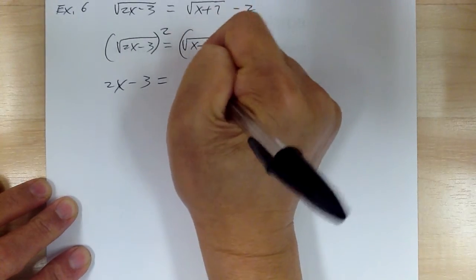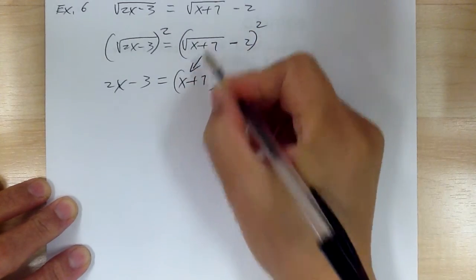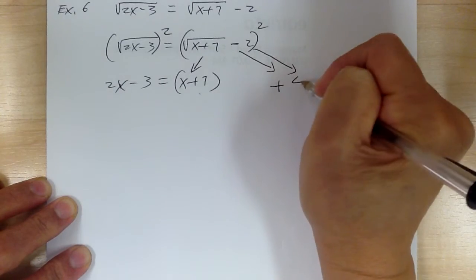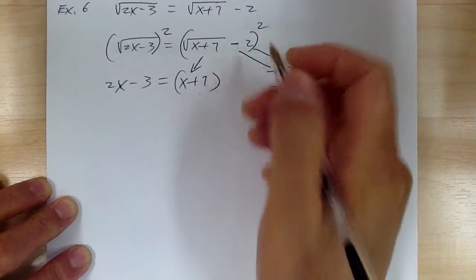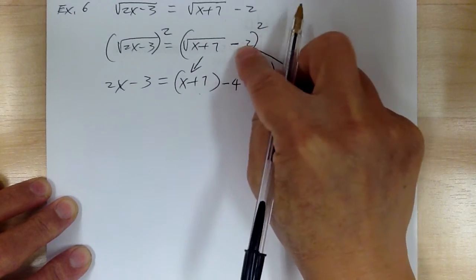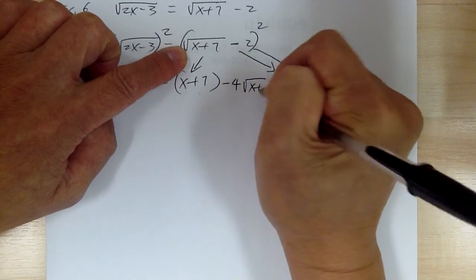So when you square these, you're going to get x plus 7. So square this, you get that. You square this, you get plus. You square that, you get 4. In the middle term, it's going to be minus 4, right? 2 times 2 is 4, right? Negative 2 times 2 is negative 4. And you have the square root over here.